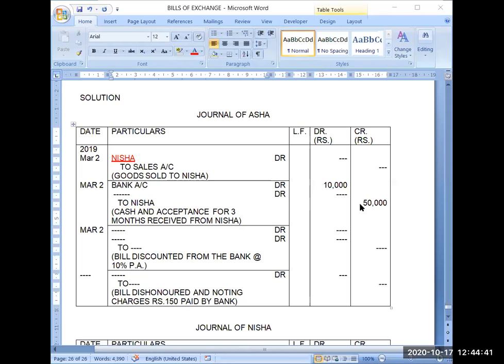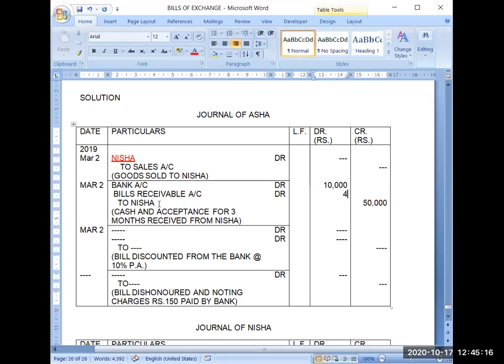So that means that whatever amount of goods I have sold, out of that Nisha has paid 10,000, and for the rest of the amount she has given acceptance. So here I will be writing bills receivable account debit. Because out of 50,000 she has paid 10,000, the rest of the amount will be 40,000.